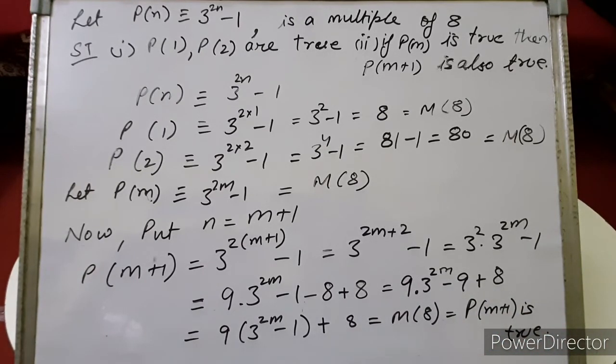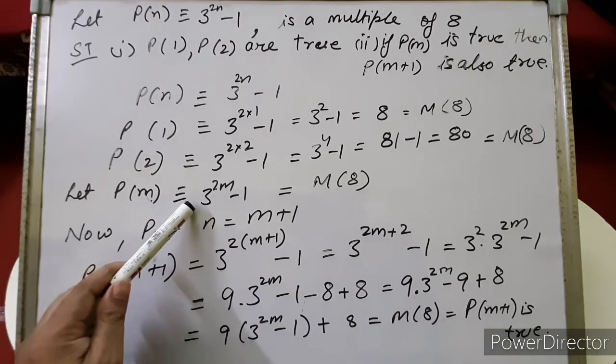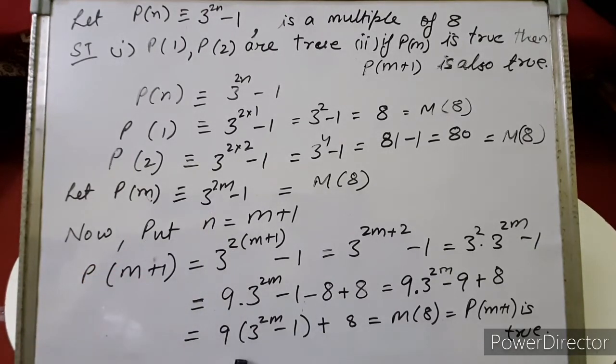When we add and subtract 8, this minus 1 and minus 8 will become minus 9. And this 9 we can take common from here. When we do that, it will become 9 into bracket 3 to the power 2m minus 1 plus 8 we will get. Now, we all know that 8 is a multiple of 8. 8 is divisible by 8. 8 ones are 8, right? And 3 to the power 2m minus 1, we have assumed that it is a multiple of 8 here. Right, children? We have already assumed that 3 to the power 2m minus 1 is a multiple of 8. So, the sum of two multiples of 8 will be a multiple of 8, children.